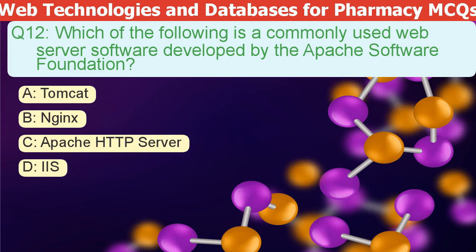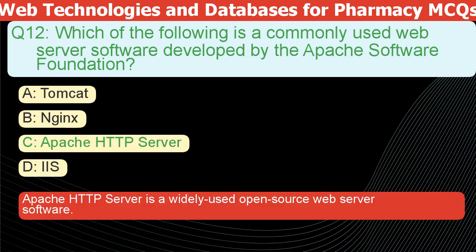Which of the following is a commonly used web server software developed by the Apache Software Foundation? A. Tomcat. B. Nginx. C. Apache HTTP Server. D. IIS. The correct answer is C. Apache HTTP Server is a widely used open-source web server software.